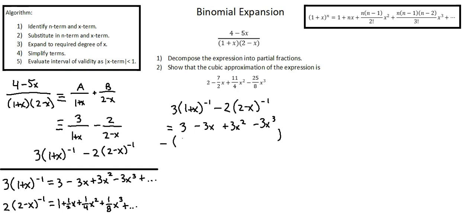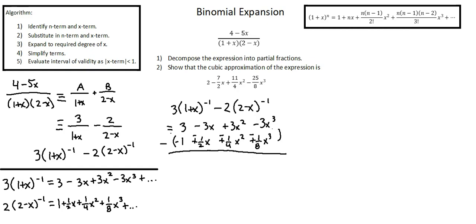So the first term of the second binomial is 1. The second term of the second binomial is 1/2 x, followed by 1/4 x squared, followed by 1/8 x to the power of 3. Now we distribute the minus sign, so we have within the brackets minus 1, minus 1/2 x, minus 1/4 x squared, and minus 1/8 x to the power of 3.